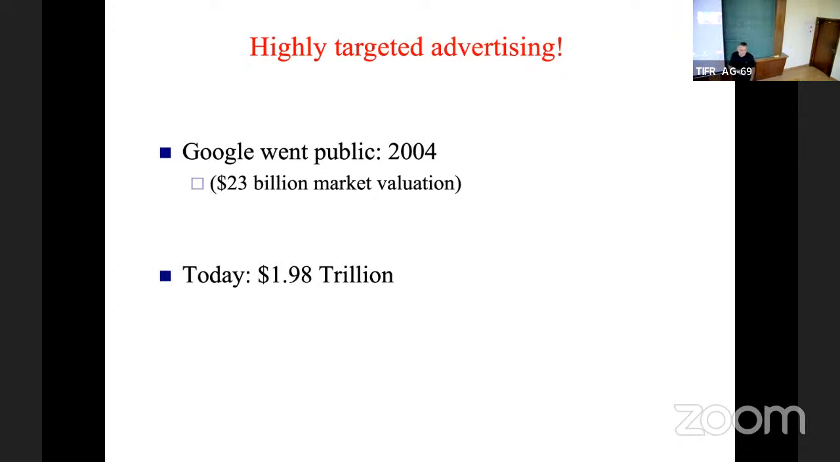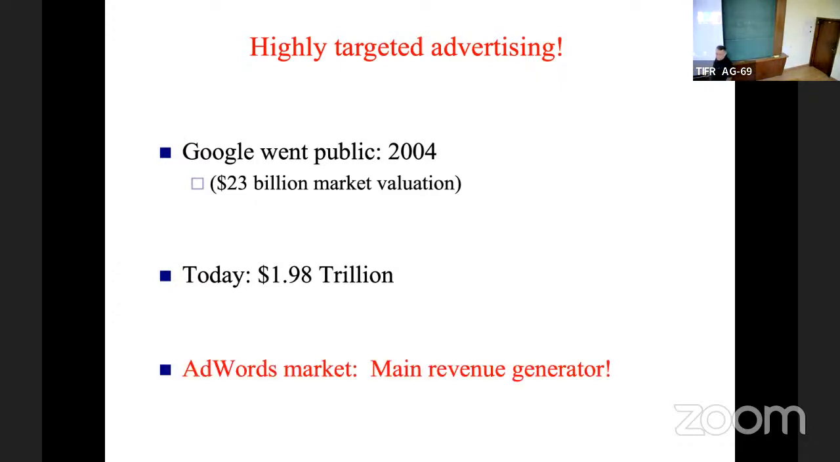The Indian economy is what, 3 trillion or 4. It wants to be 5 trillion in a few years. But Google's own market valuation is about 2 trillion. It's just astronomical, right? And most of it is because of the AdWords market. That's the cash cow.